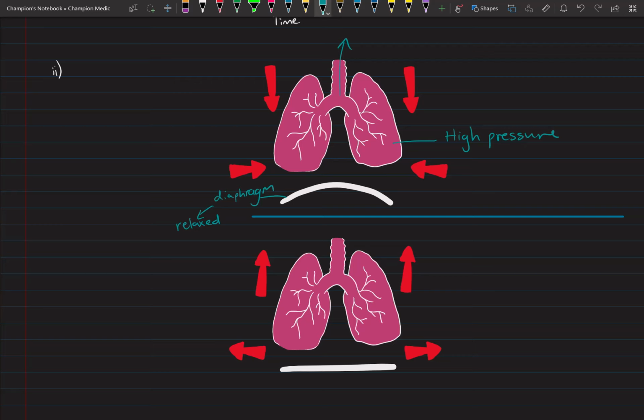And because of the higher pressure, it's higher pressure because you have a lower volume of air in the lungs. So low volume. You can refer to it as thoracic volume, so it's the volume in the thorax.